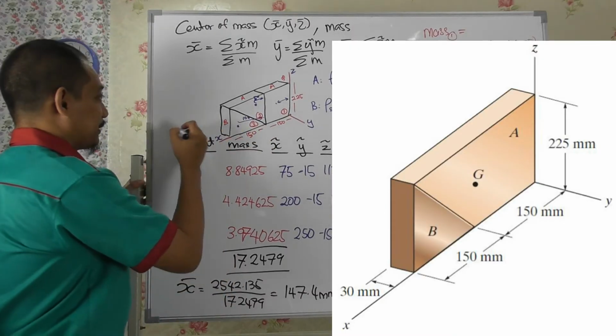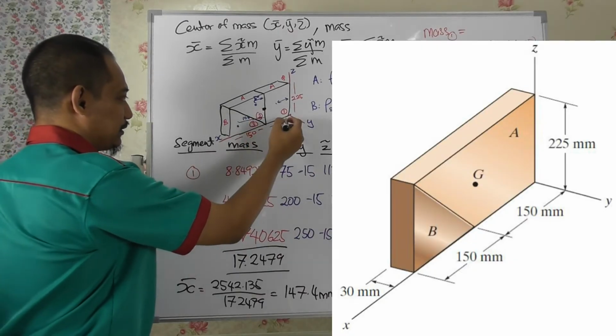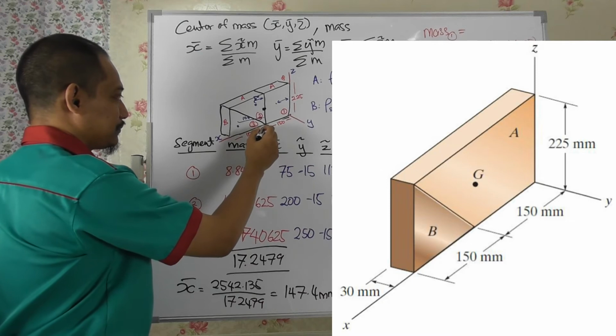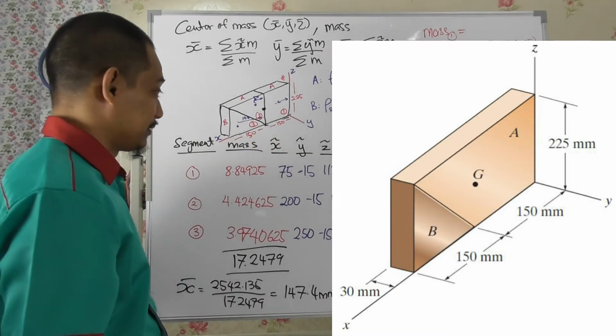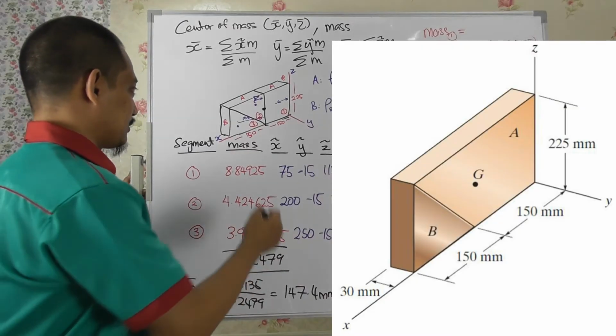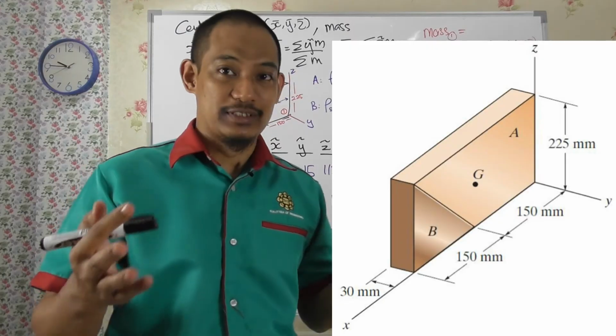So for the centroid, it should be the middle there, right? So it should be 150, negative 15, and 112.5, right? That should be the centroid, because it's exactly at the center of the shape. Hopefully you understand that, right?